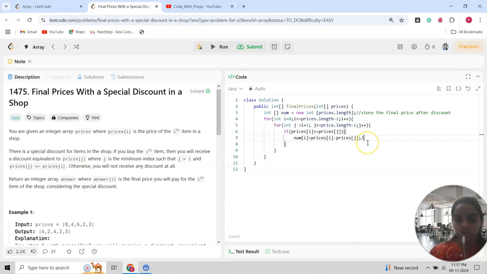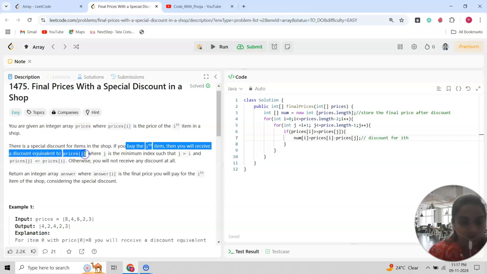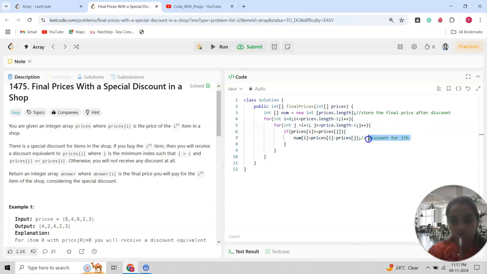This is the discount for the ith item. I will copy paste it here. If you buy the item i, you will receive a discount equivalent to the price of j. I will just copy paste it from here. Yeah, this is what it is. Now I am done with this.